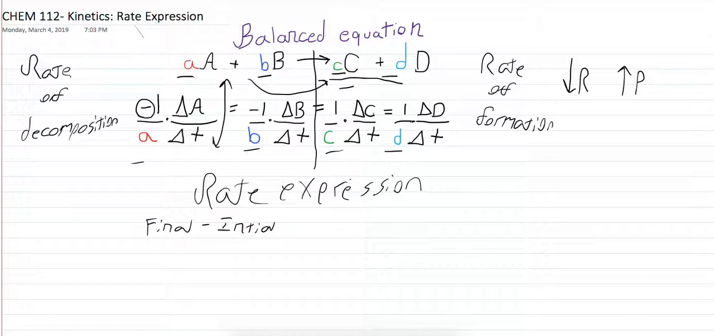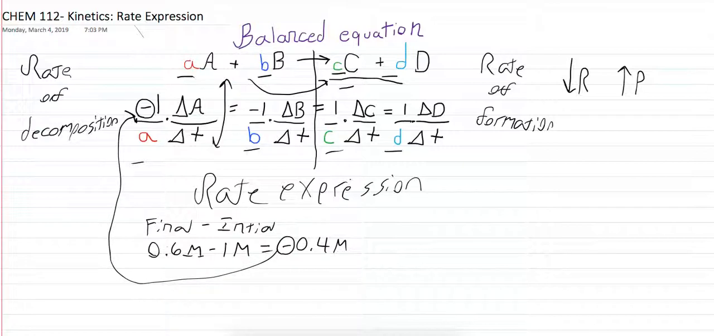With your reactants, they're decreasing, so you'll have a smaller final than you did initial. If you started with, let's say, a concentration of 1 molarity of anything, and after a certain period of time you had 0.6, if you take the difference of these two things, you're going to get negative 0.4 molarity. This negative here cancels out with this negative over here, leaving a positive product and giving us a positive overall relative reaction rate. And this is very useful.